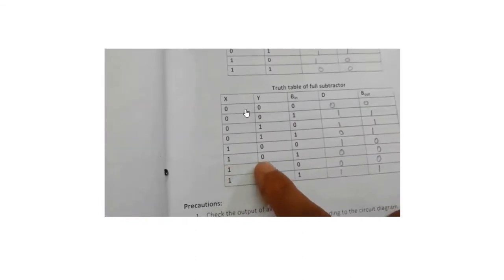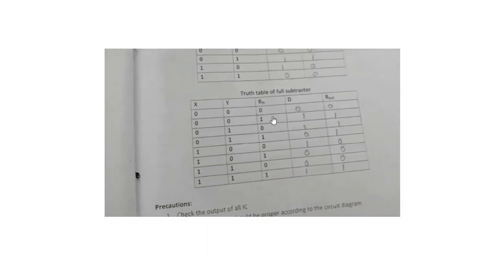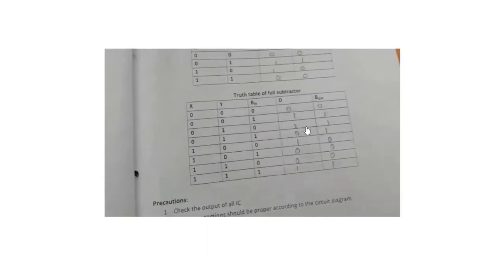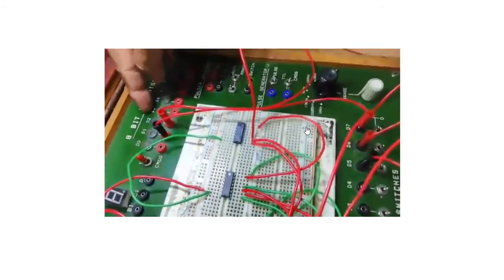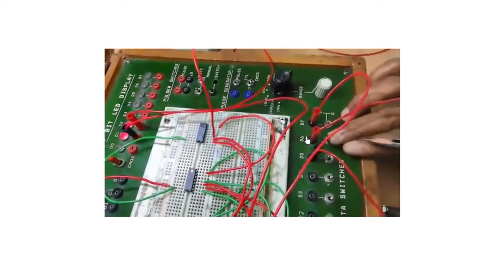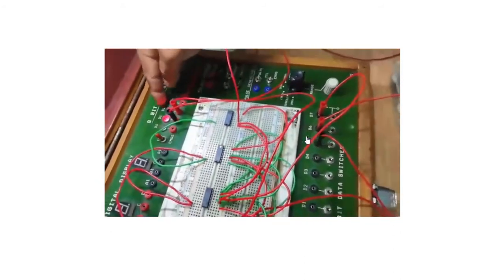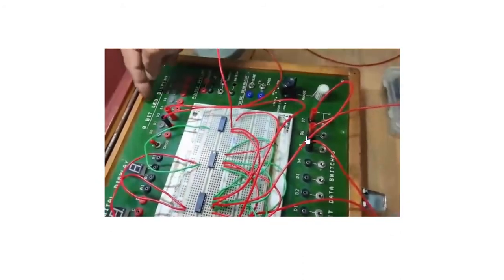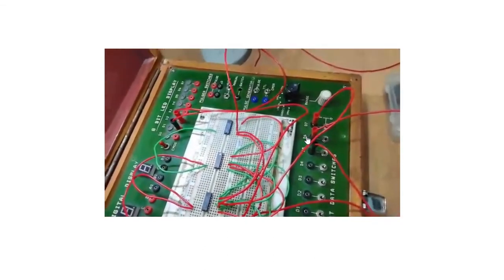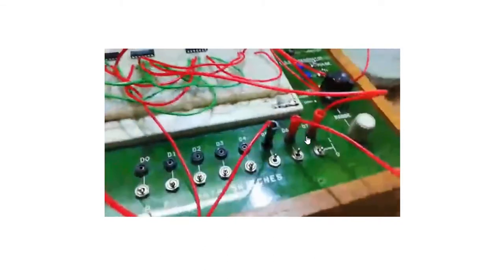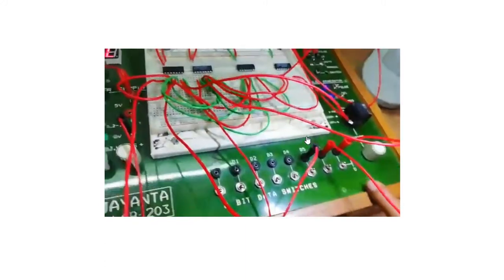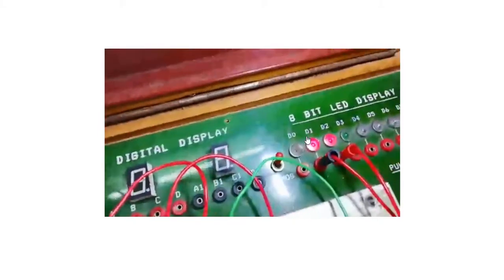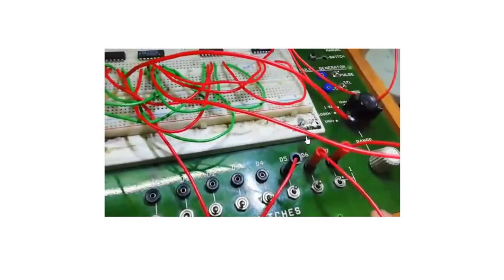Then 1 0 1, for which difference and borrow should both be 0. Then for 1 1 0, 1 minus 1 will be 0, and 0 minus 0 is 0, so both will not glow. And when all three inputs are high, difference and borrow will both be 1.